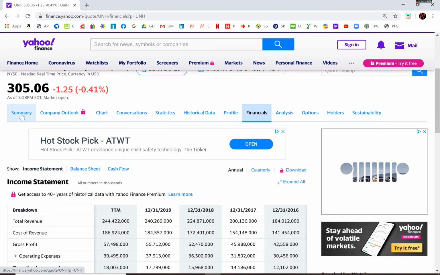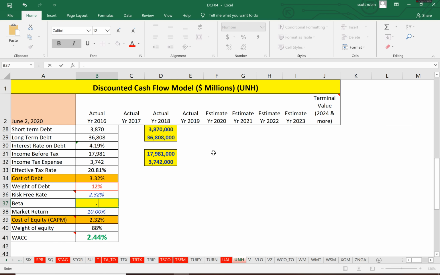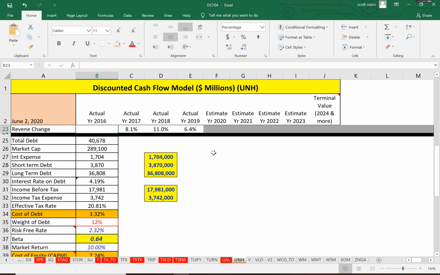Now let's calculate the cost of equity. What's the beta? 0.64, that's a really low beta. That's the volatility of the stock. So the cost of equity is 7.24%, which is a lot higher than the cost of debt, 3.3%. Equity is riskier because in the event of a default, debt holders are paid before equity holders. Now to get the WACC, the weighted average cost of capital, you just combine the debt and the equity, and you get 6.75%, and that's what we're going to use to discount the future cash flows by.